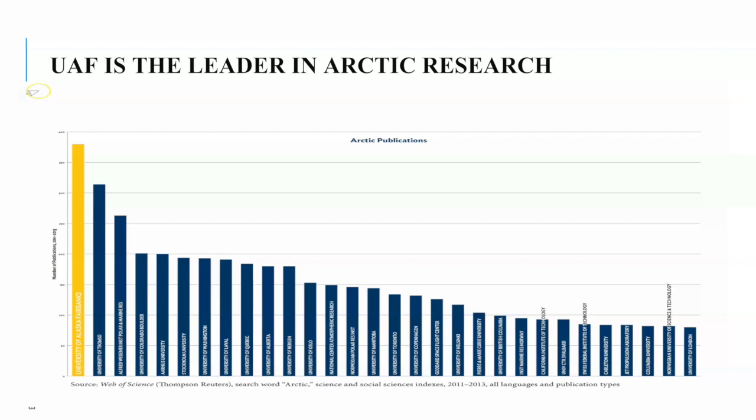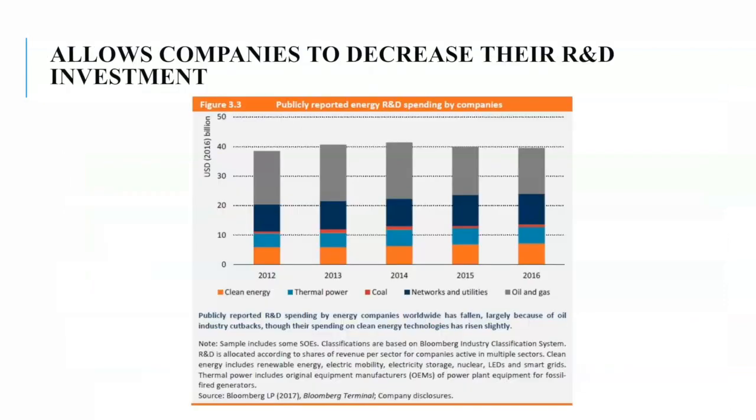Within the university setting, publications are used to measure research productivity. As can be seen in this graph, in terms of publications and citations of these publications, UAF ranks number 1 in Arctic research. UAF houses over 40 research centers, including the International Arctic Research Center, the Geophysical Institute, the Institute of Arctic Biology, and the Institute of Northern Engineering. It allows companies to decrease their R&D investments by downsizing in-house research and shifting to third parties, like UAF.